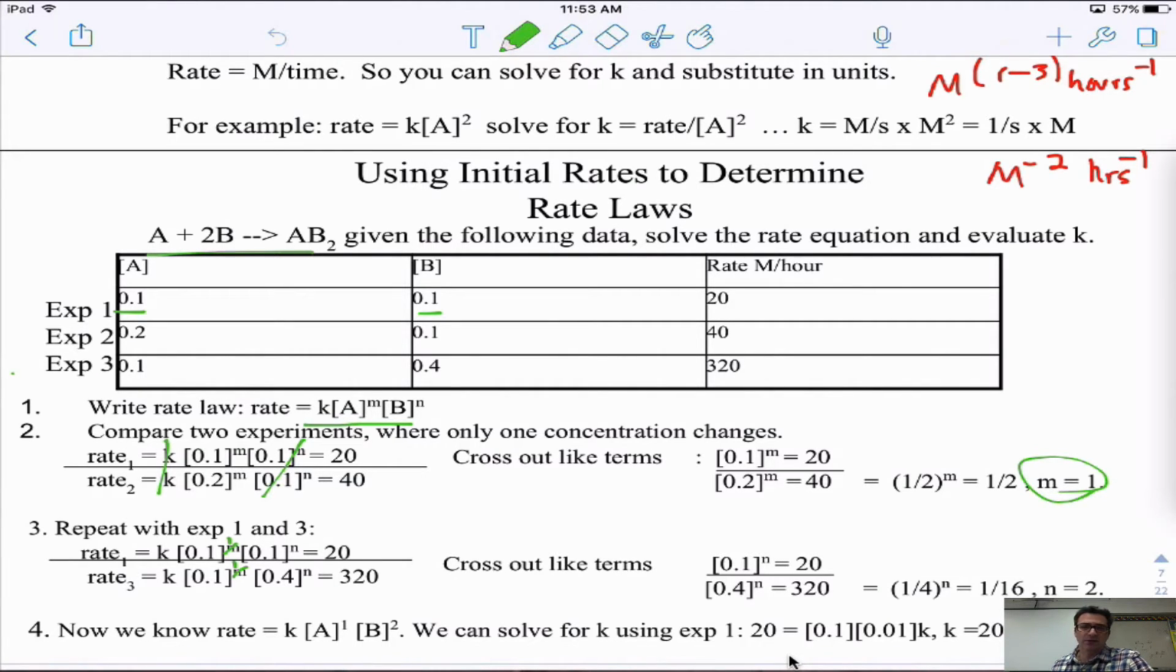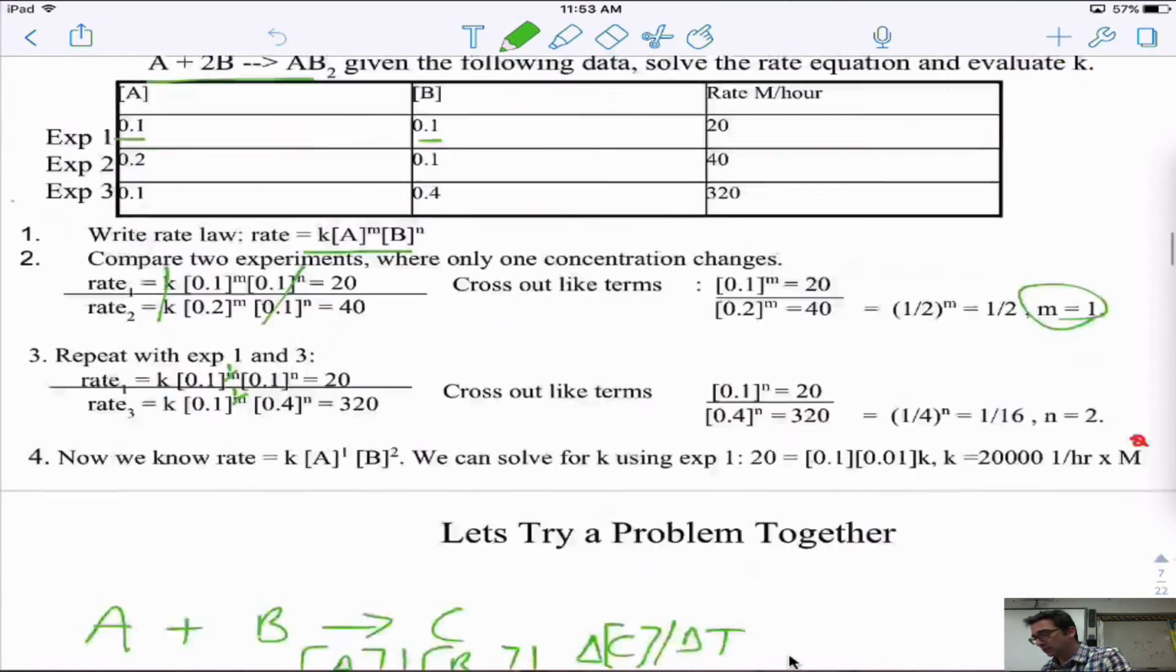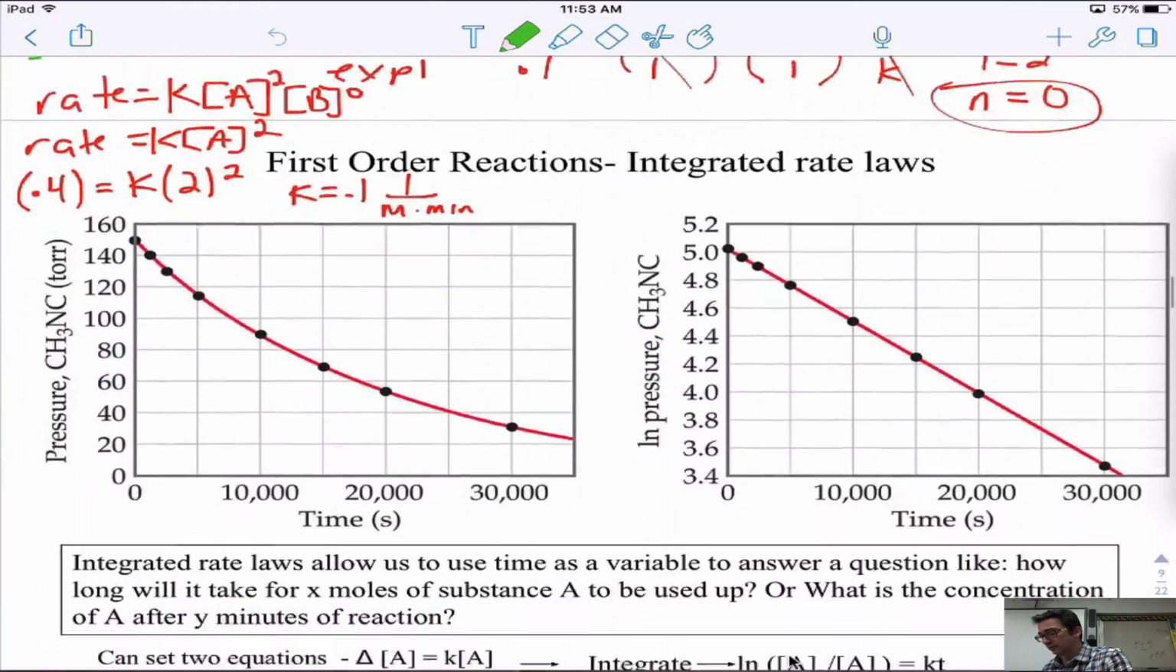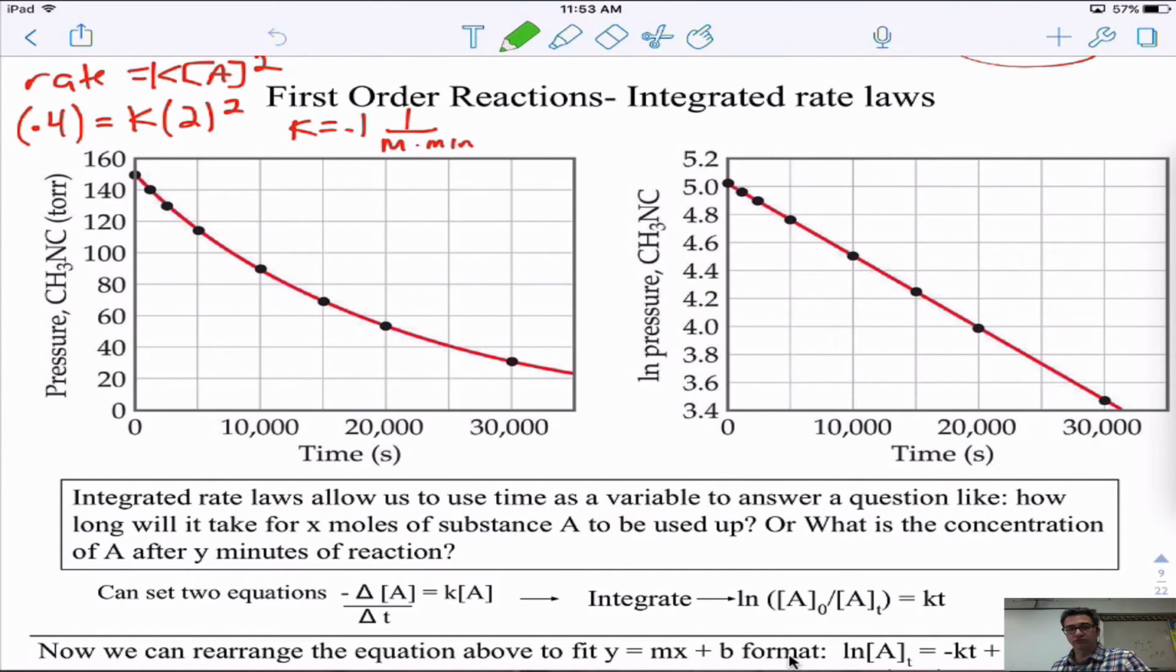But what if we want to measure other things about a reaction? What if we want to figure out how much of A is left after 5 minutes, or what's the half-life of the reaction? Or how much time does it take for there to be 0.2 molar left? For that, we need to do the integrated rate laws. Each order has a different integrated rate law. The main ones you need to know for this course are what happens when I integrate a first-order reaction, a second-order reaction, and a zero-order reaction.